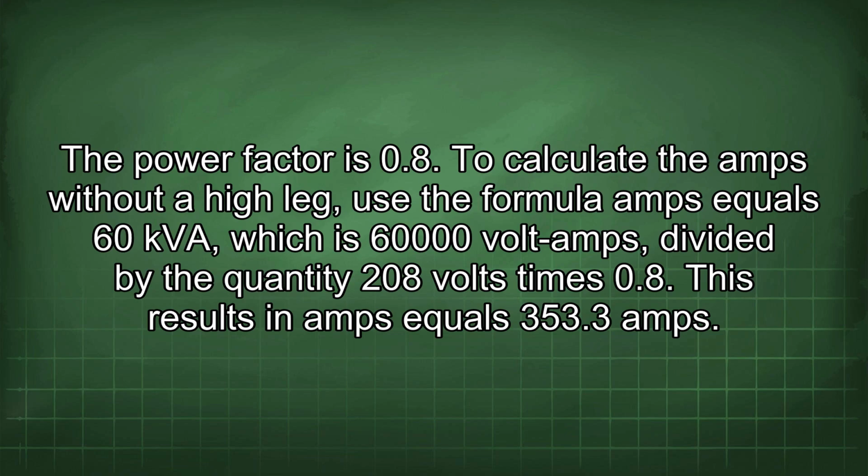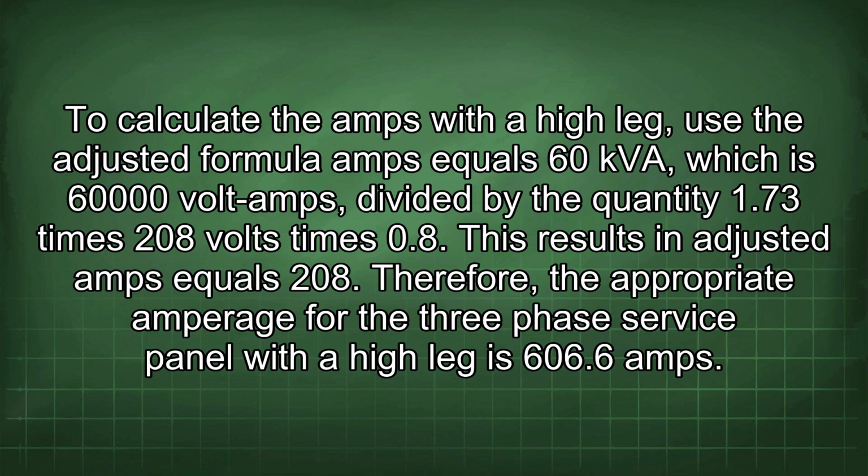To calculate the amps without a high leg, use the formula amps equals 60 kVA, which is 60,000 volt-amps, divided by the quantity 208 volts times 0.8. This results in amps equals 353.3 amps. To calculate the amps with a high leg, use the adjusted formula amps equals 60 kVA, which is 60,000 volt-amps, divided by the quantity 1.73 times 208 volts times 0.8. This results in adjusted amps equals 208. Therefore, the appropriate amperage for the three-phase service panel with a high leg is 606.6 amps.